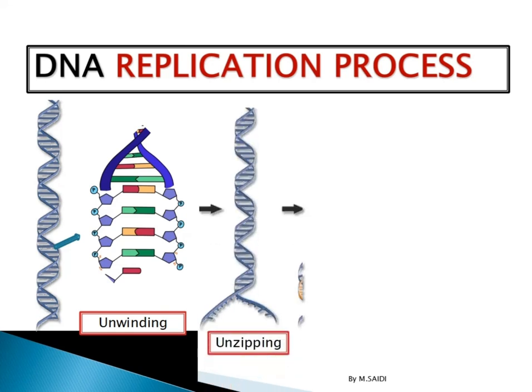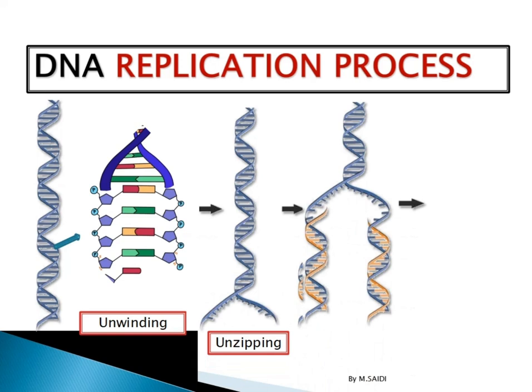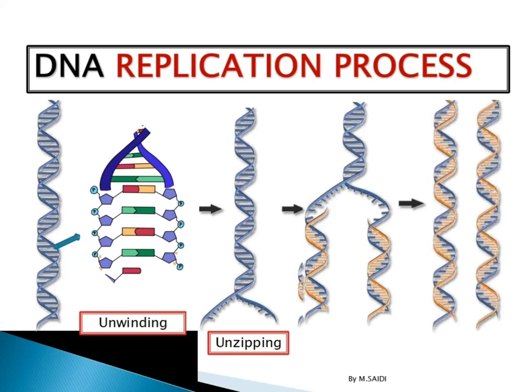So it forms two separate strands. Now, each strand will act as a template, whereby the information on each strand will be copied to make complementary bases of that strand. Then we're going to have two identical DNA molecules, and each DNA molecule will have an original DNA strand and a new DNA strand.